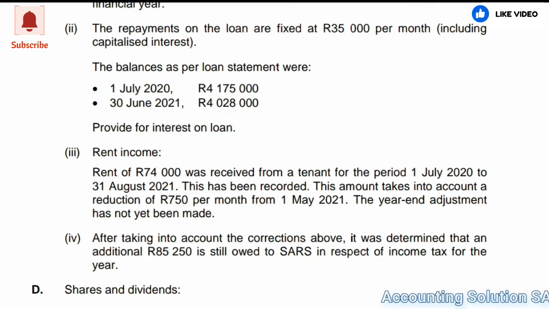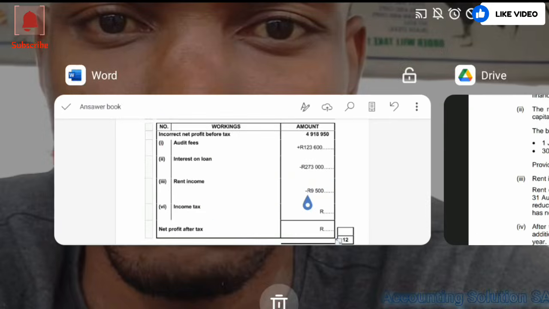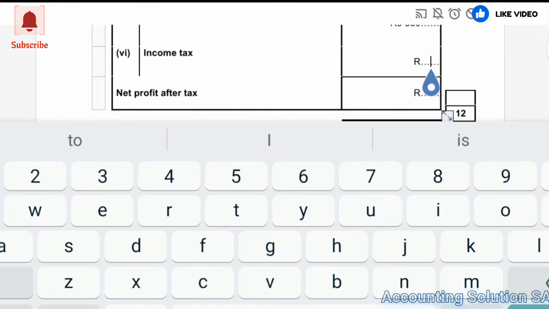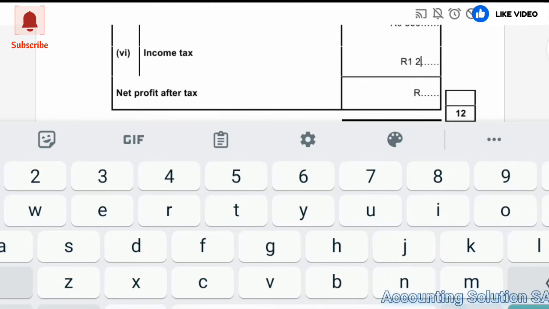Okay, it's 85,250, which means that we are going to combine them, and it will give us 1,285,250. However, I want to emphasize, guys, that sometimes you will find that SARS is the one owing us, which means that you were not going to combine 1.2 million with 85,000, but you were going to do what? To subtract 85,000 out of that 1.2 million. You have to take note of that. Okay, let's go to this amount, which is going to be 1.2, 85,250.